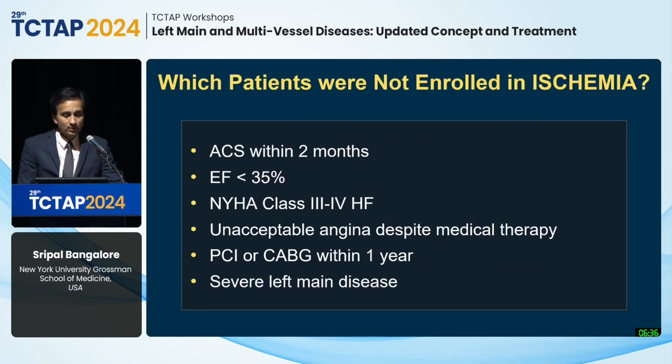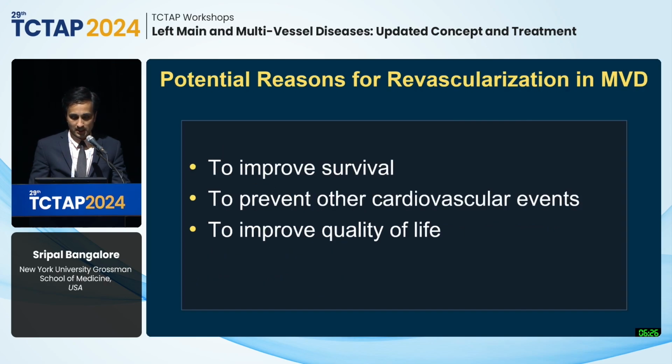And the patients who were not enrolled: if you had ACS within 2 months, or low EF, or if you were very symptomatic, we excluded those patients, and also excluded patients with severe left main disease.